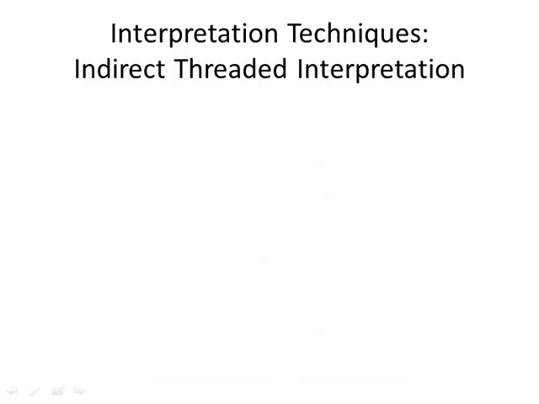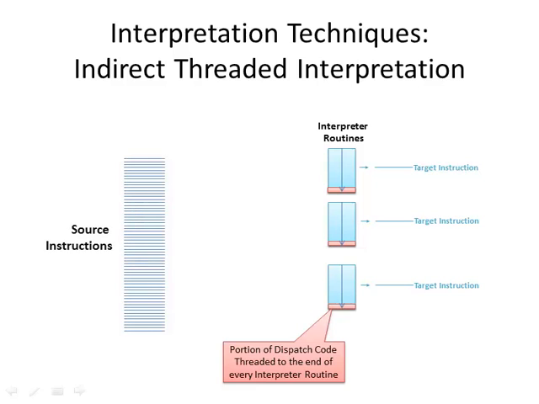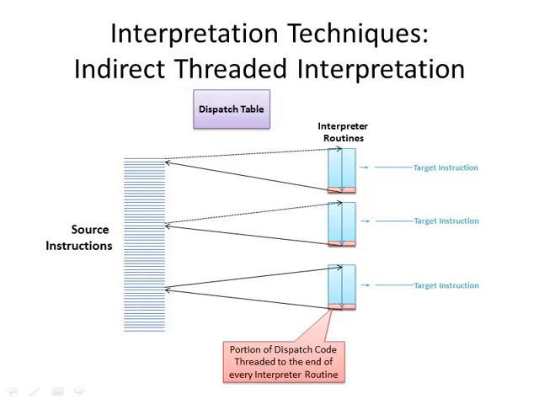One optimization to the interpreter to improve performance is known as the indirect threaded interpretation technique. In this technique, a portion of the dispatch code is appended to the end of each interpreter routine. An interpreter routine is located using a dispatch table and is reached by a jump instruction when stepping through the source program. Through this approach, the number of branch instructions can be reduced.